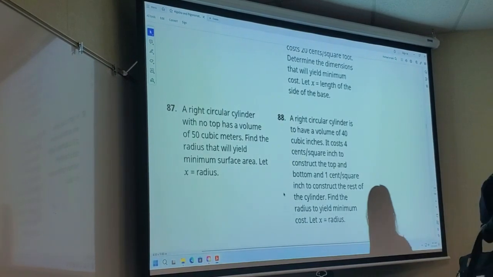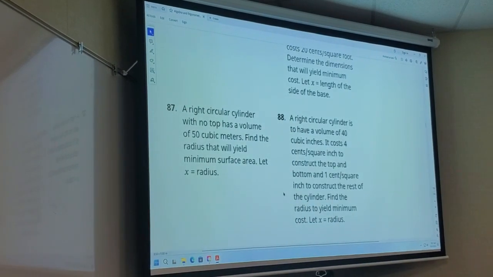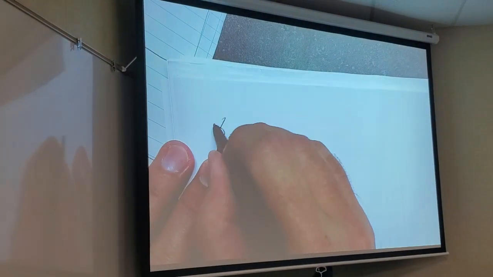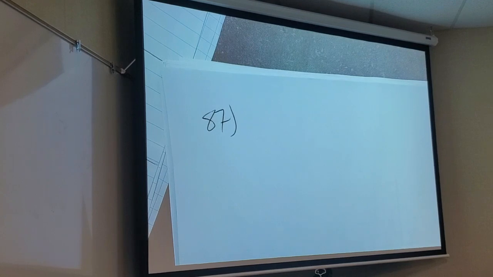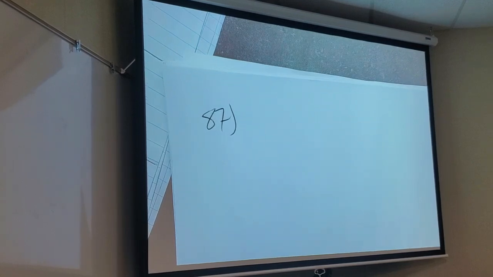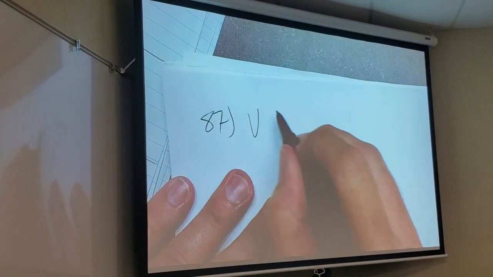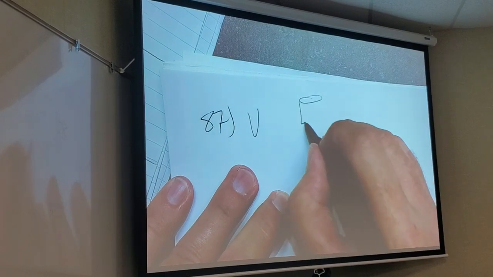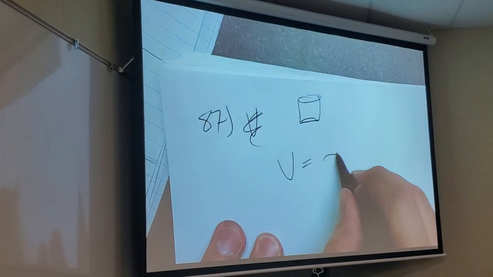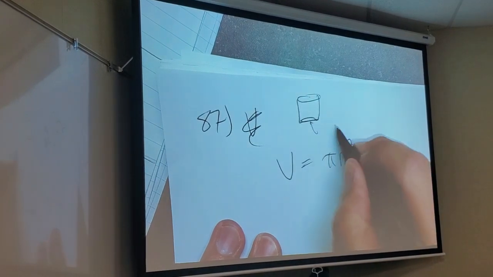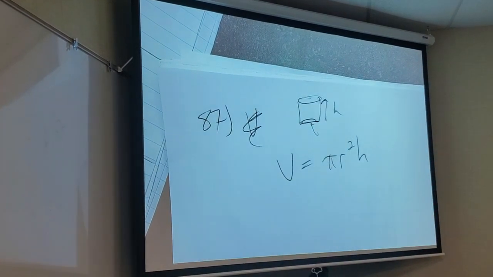Okay, so let me help out a little bit. Number 87, little clue. I don't remember if they give you the formulas in the section, but nowadays you guys have this crazy little thing called Google. Volume of a cylinder is pi r squared, that's the area of the base, times the height. That's the volume.